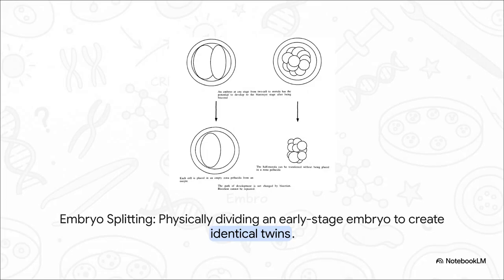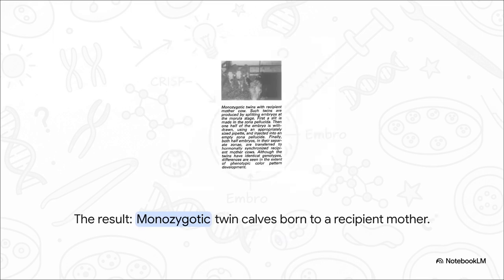Embryo splitting is the most direct method you can imagine. A scientist, using these incredibly fine microscopic tools, physically splits an early-stage embryo right down the middle. Each of those halves now has the potential to grow into a complete, identical individual. And the result? Well, it's pretty much what you'd expect: monozygotic, or identical, twin calves. They're born from that one original embryo that was split and then put into a surrogate mother. It's a really effective way to double the offspring from a super valuable embryo.